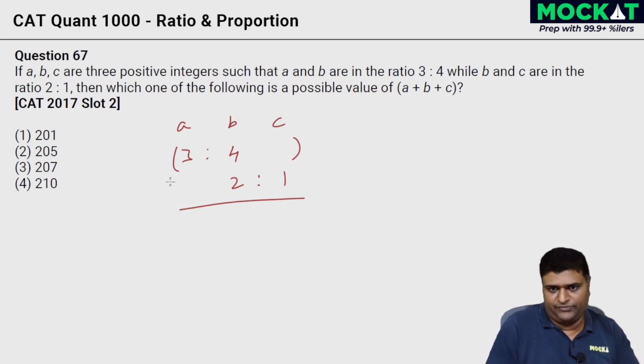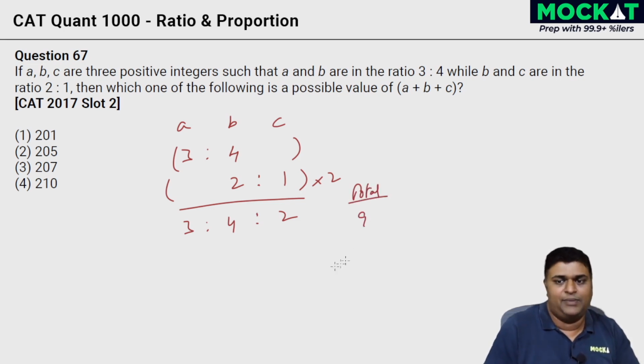I can bring this to 4. How do I do that? This into 2. So I get 3 is to 4 as it is. When I multiply this with 2, I get 4 is to 2. So 3 is to 4 is to 2 is the connect. Now A plus B plus C, which of these is a possible value of A plus B plus C? I know the sum of them total is going to be how many parts? 9 parts over here. So I need a 9 multiple.